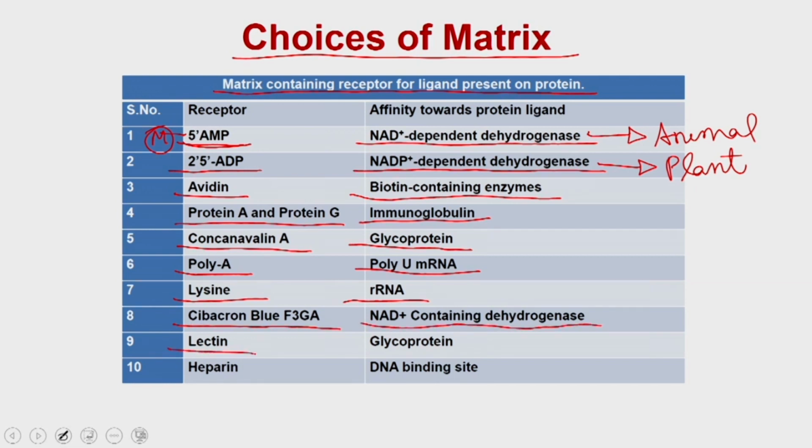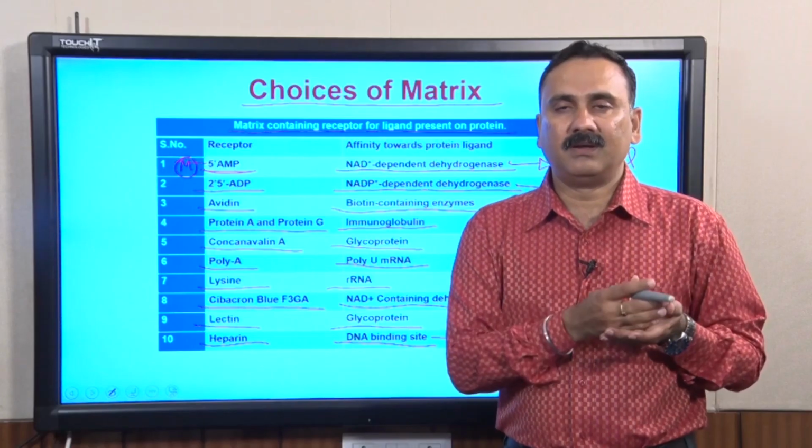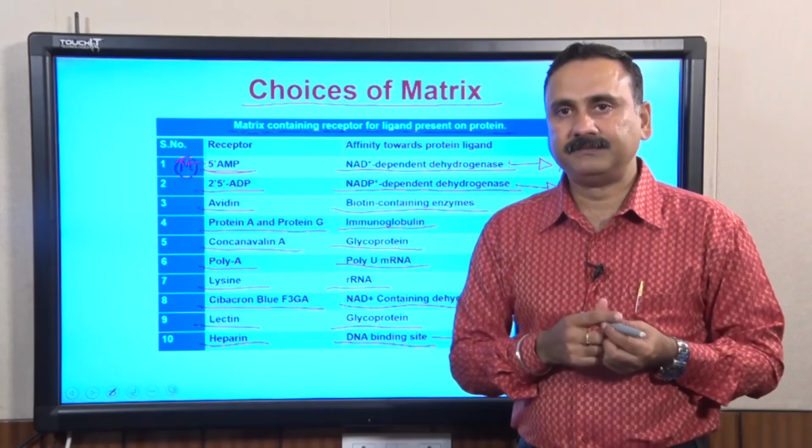Then we have lectins, and lectins have affinity for glycoproteins, and then we have heparin, and heparin has an affinity for DNA binding proteins such as SSB and all other proteins which bind directly to the DNA and are important for performing replication, transcription and all that.